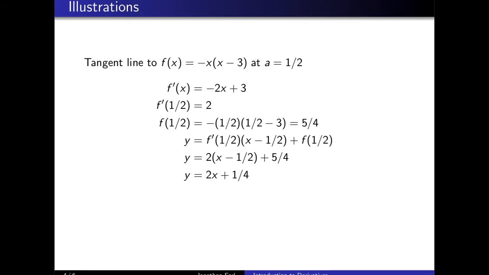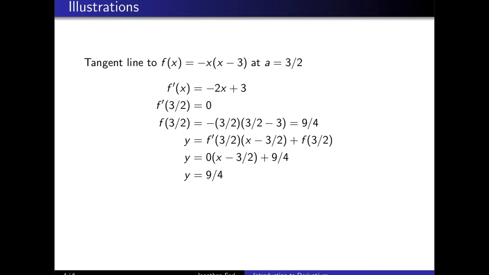So we get that our tangent line equation is going to be y equals f prime of a times x minus a plus f of a. And putting in the things that we've just found, we get that the tangent line is 2x plus 1/4, right? And that makes sense because we said that the derivative is positive at 1/2. So this works out quite nicely.